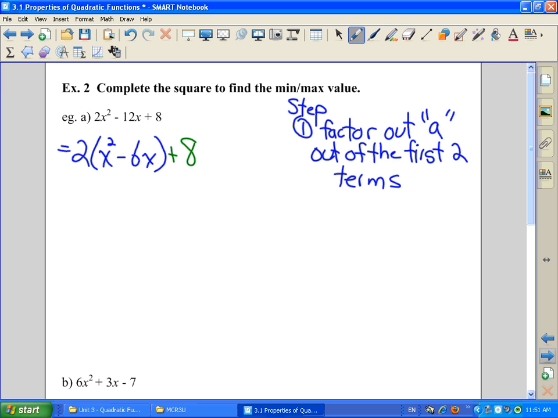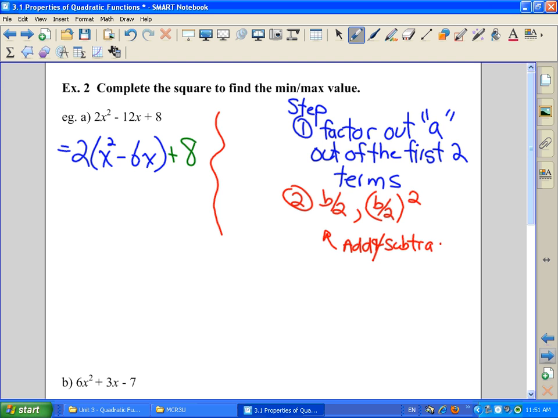Okay? Step 2, ladies and gentlemen, is to take a margin and do b divided by 2, and then you're going to square it. And this is the number that you're going to insert, which you're going to add and subtract into your bracket. And remember, you want to add it because it's going to complete the square, but you've got to subtract it in order to keep the equation balanced, or the expression balanced in this case.